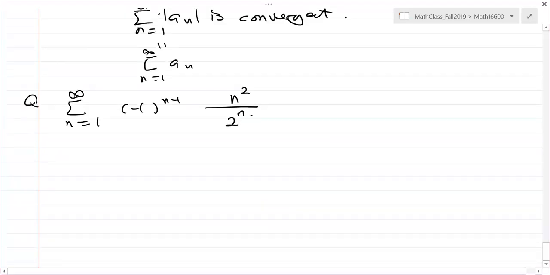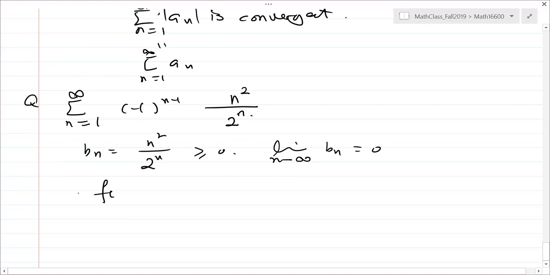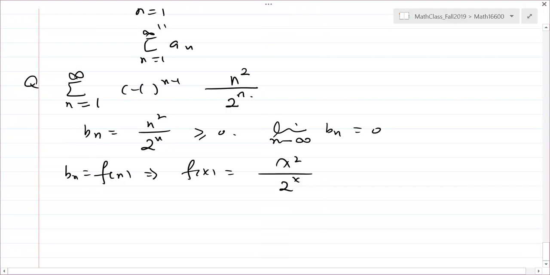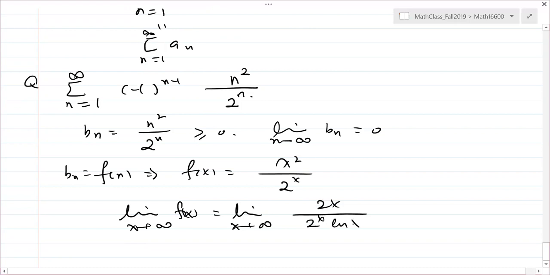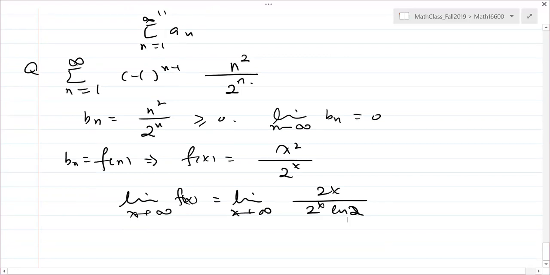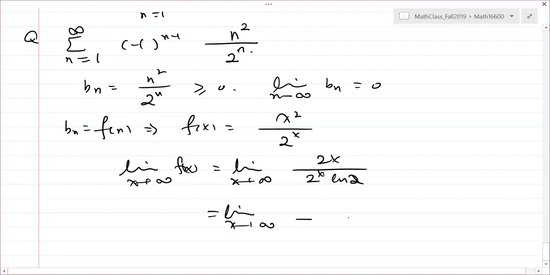So let's see. First of all, the alternating series test. This term is positive, and I'm pretty sure the limit is going to be zero. How do you prove that? L'Hopital's rule. The function f of x is x squared over 2 to the x, and the limit as x approaches infinity is going to be 0. This is an infinity over infinity type, so it's going to be 2x over 2 to the x natural log of 2, but that's not enough. Then you continue, taking the derivative again, and that's going to be 0. So the limit is 0 as x approaches infinity.